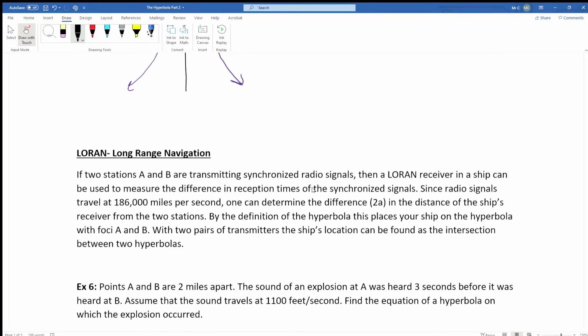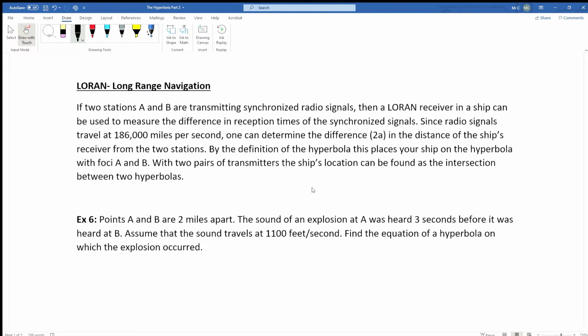Now let's talk about an extremely important application of hyperbolas. This is sort of the equivalent of a reflecting property for hyperbolas, but it's not a reflecting property. This is really just the definition of the hyperbola, but applied to the travel of sound. So this is a system called LORAN, long range navigation.